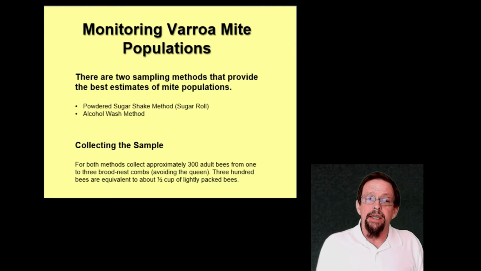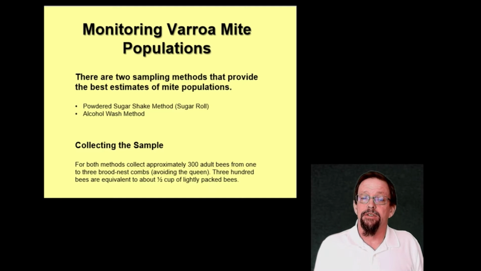So, one of the key things to do is being able to monitor your Varroa mite populations to adequately address the issue you have at hand. So there are 2 ways to sample for Varroa mites. One is the powdered sugar method or the sugar roll, or the alcohol wash method. First of all, you need to collect a sample of bees. You need 300 bees in a sample.